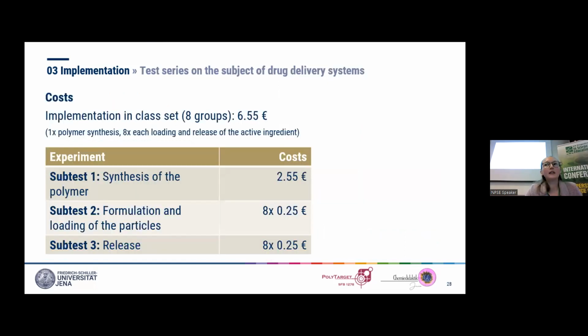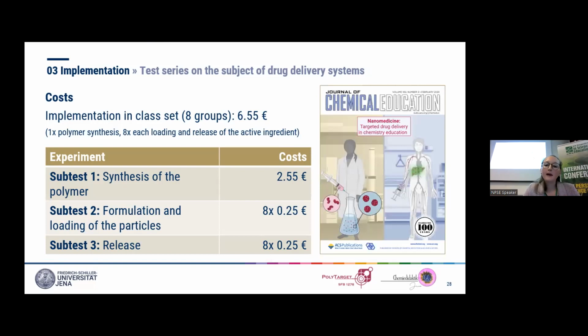For a successful implementation in the school context, the costs are also very important. For the experiment series I presented, if we carry out this series in a class group with 8 groups, so 16 students, it costs 6.55 euros, so it is comparatively low. If you are interested in more analytics we made in the development phase, or more of what we tested, you can look at our paper in the Journal of Chemical Education, or of course you can contact me or ask after the presentation.